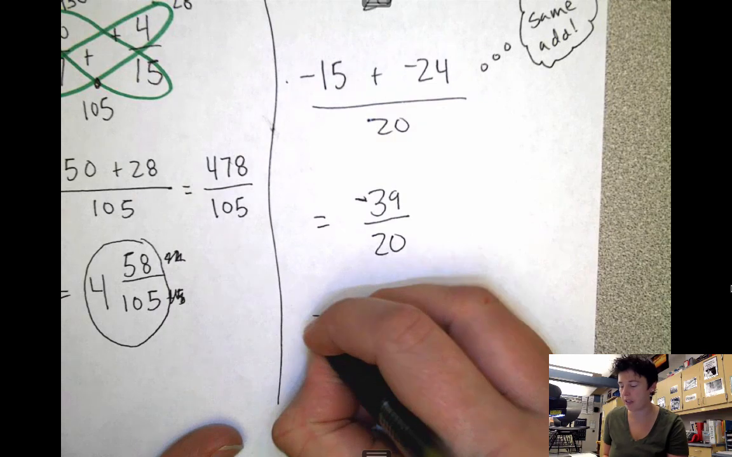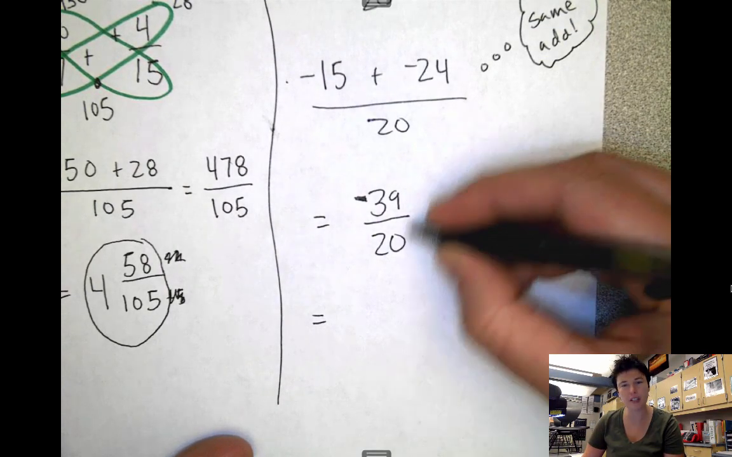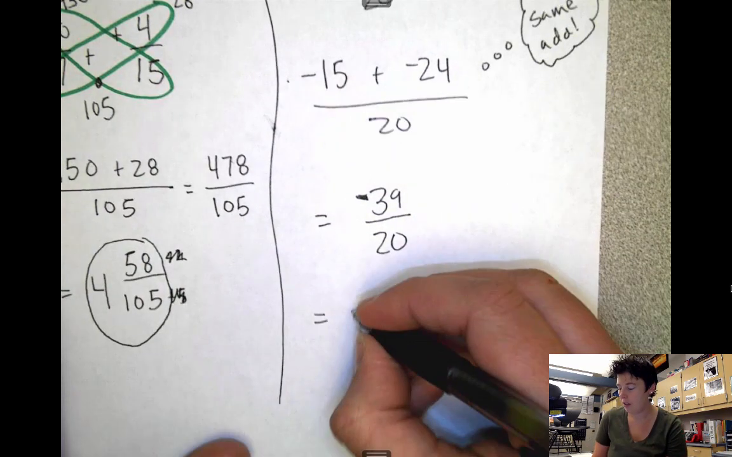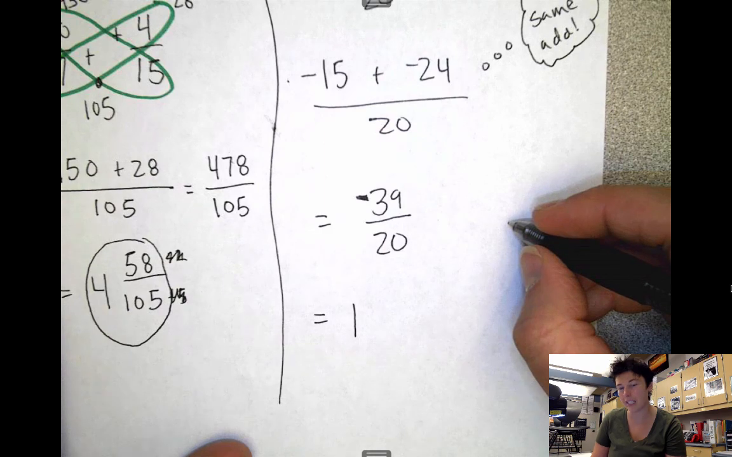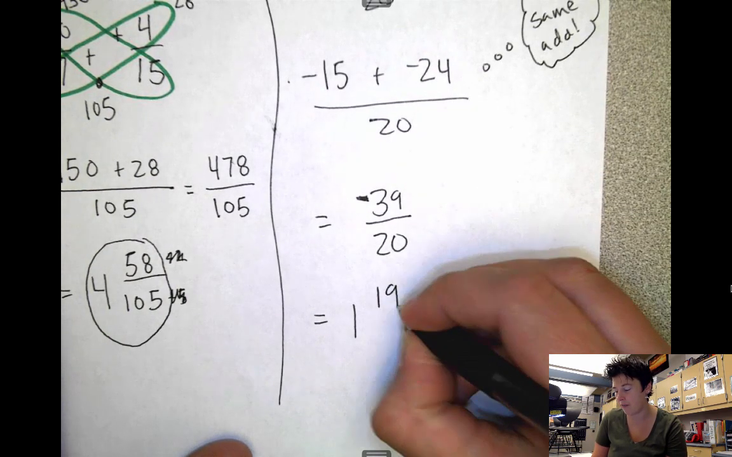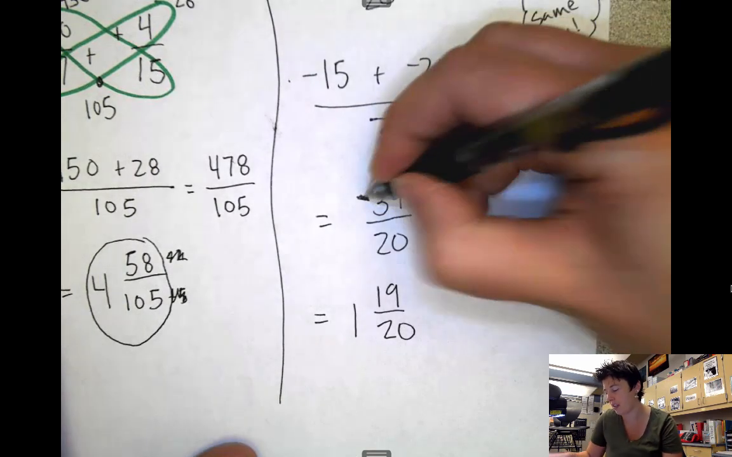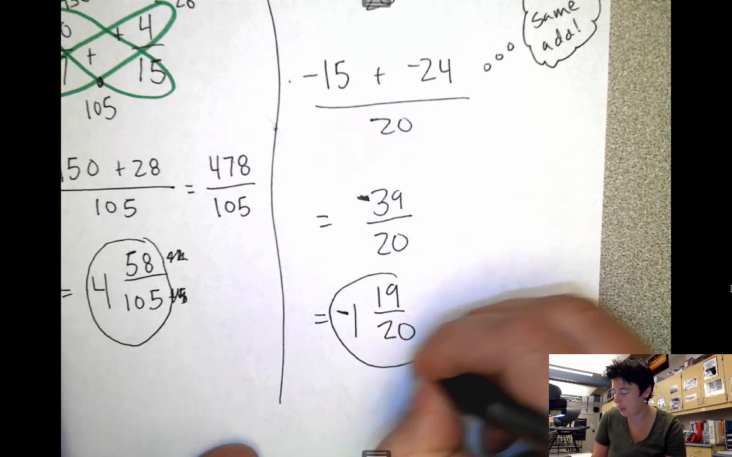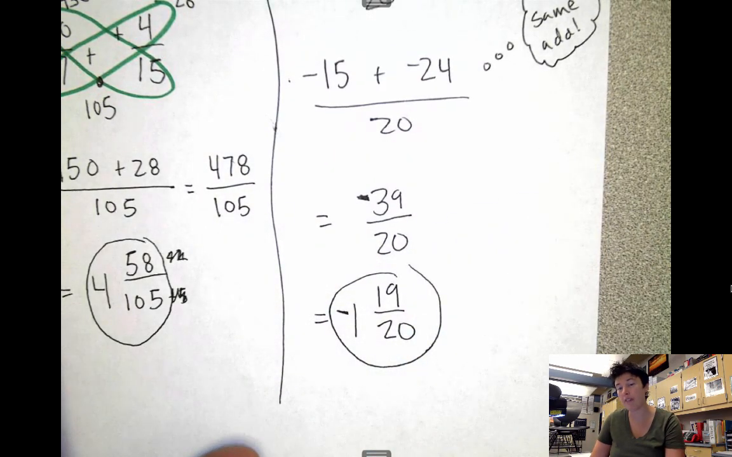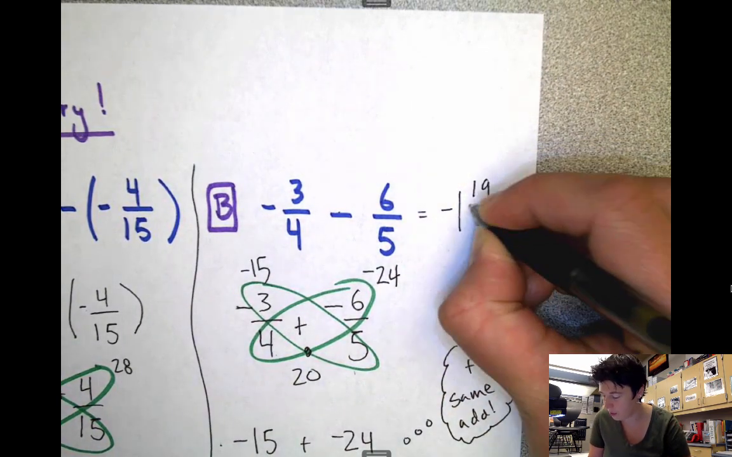Okay, almost done. Now I got to turn it into a mixed number, kind of clean it up a little bit. So let's see, how many 20s fit into 39? Just one. So I get 20 inside of there, which means my remainder is going to be 19. I'm going to have 19 remainder out of 20. So I get 1 and 19/20. And because it was a negative number, so is this. Negative 1 and 19/20. Meaning that my final answer for this problem way up here is equal to negative 1 and 19/20.